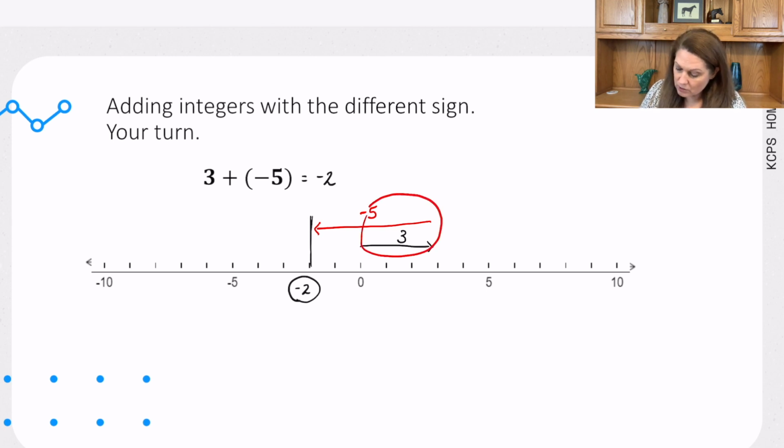Notice this portion right here that creates my 0. And this is how much I have left over. I'm 2 spaces to the left of 0. So that represents my -2.